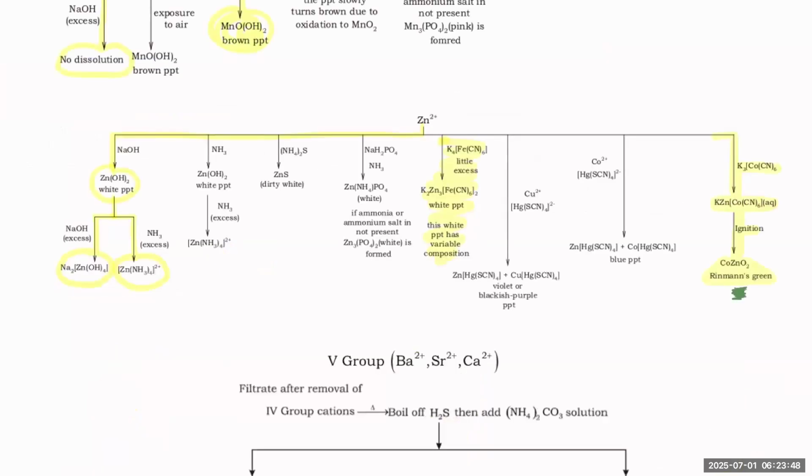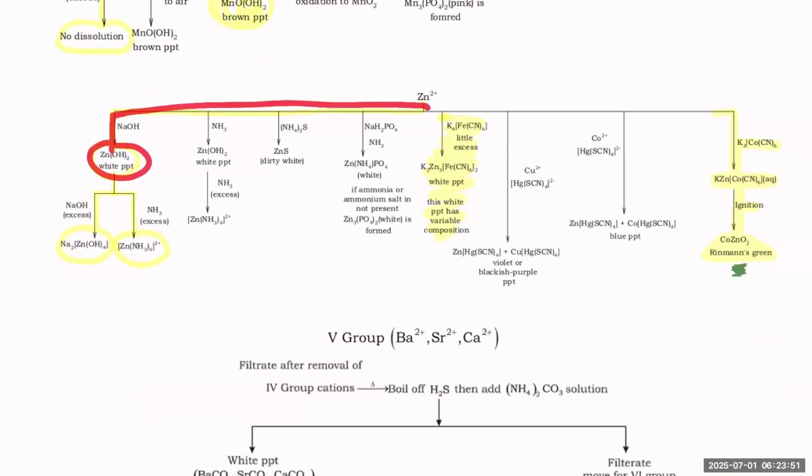Zinc with NaOH gives a white PPT. In excess of NaOH, it will get dissolved to form this complex. With ammonia, it will become a complex. With K4FeCN6, with a little, we'll get this white color PPT, and this PPT will have variable composition depending upon how much you are adding. With K3 cobalt cyanide, which is yellow color, this will convert into an aqueous form, which on ignition, because once you have a cobalt form and a zinc form together, it will become Rinmann's green. This we learned in the dry test.